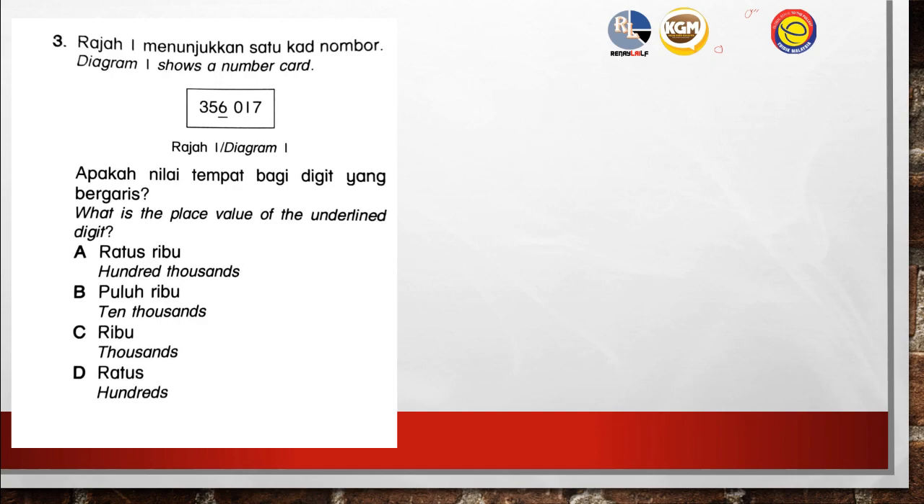Look at number 3. What is the place value of the underlined digit? The last one is the place value of ones, then tens, then hundreds. So it's the place value of thousands.